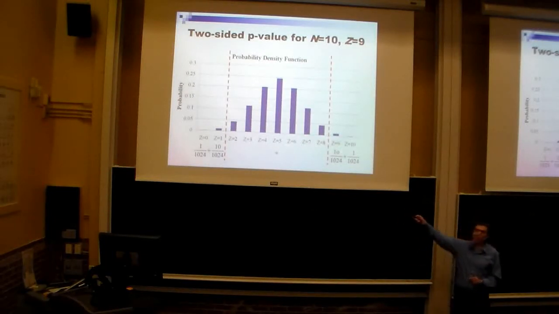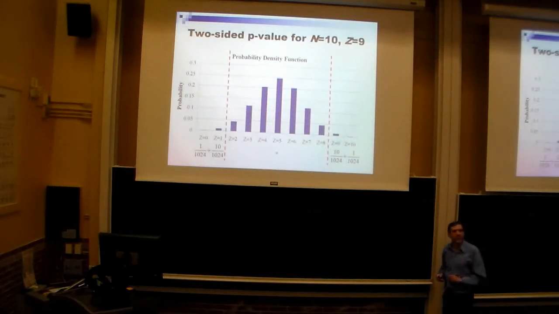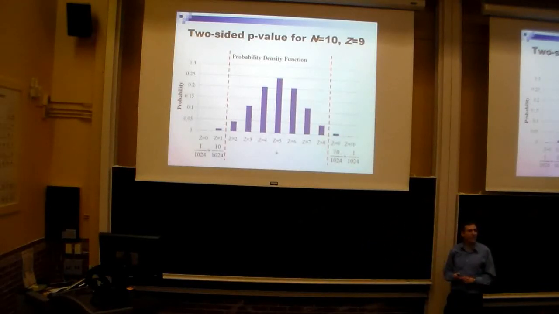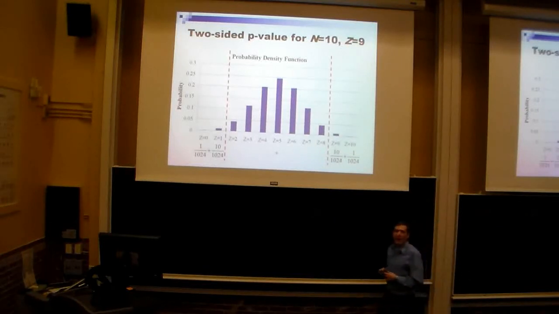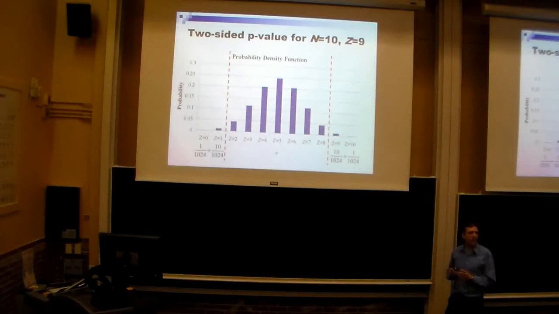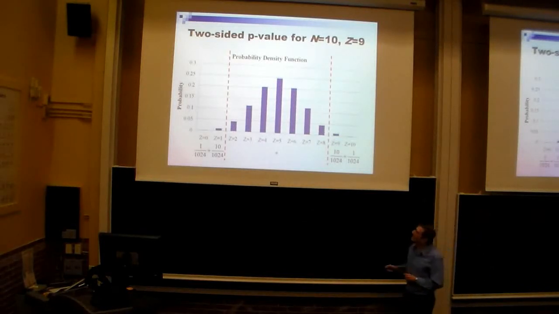So 9 is 5 above the mean for this probability density. So we would also consider things that are at least 5 below the mean. So in other words, you would consider that z might be 1 or 0. So in this case, what that's going to do is give us a p-value that instead of being 11 over 1024 is 22 over 1024. So this density happens to be symmetric about the mean, so the two-sided p-value has twice the value of the one-sided p-value for this statistic. That's not always going to be true, but it will always be true that the two-sided p-value is at least as large as the one-sided p-value for any given statistic.